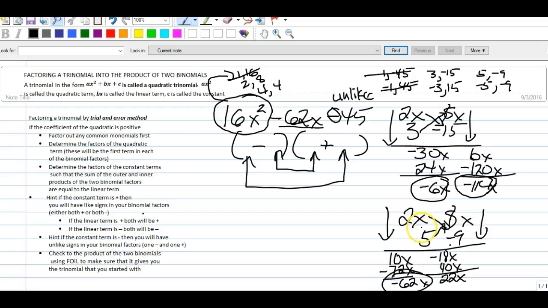So I know the correct combinations are going to involve 2x and an 8x as the factors of the quadratic term, and a 5 and a minus 9 as factors of the constant term. Now remember that the factors of your constant term give you the second term in each one of your binomial factors. Again, determine the factors of the quadratic term. This will be the first term in each of the binomial factors.